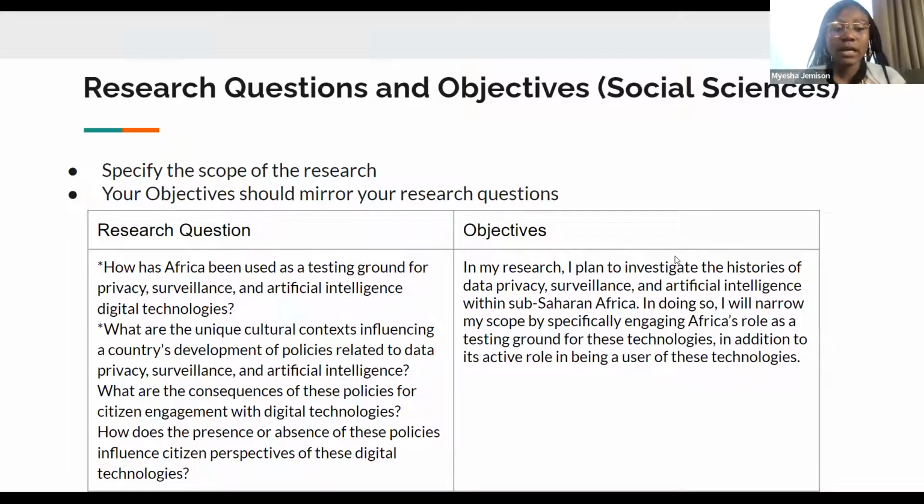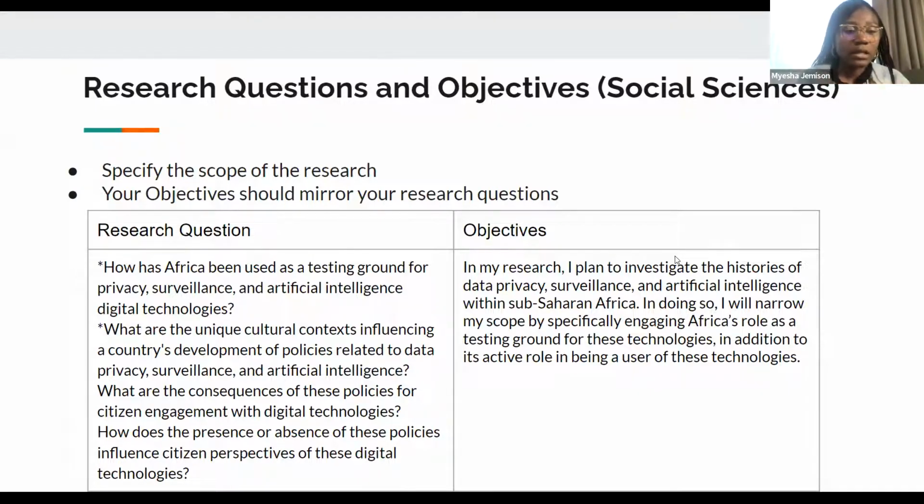And that might be a cultural lens, it might be economic, it might be more on the side of technological development, which still has a socioeconomic perspective. You might take it from a political perspective. There are a bunch of different lenses you can look at, but specifying what that lens is, is helpful as well.